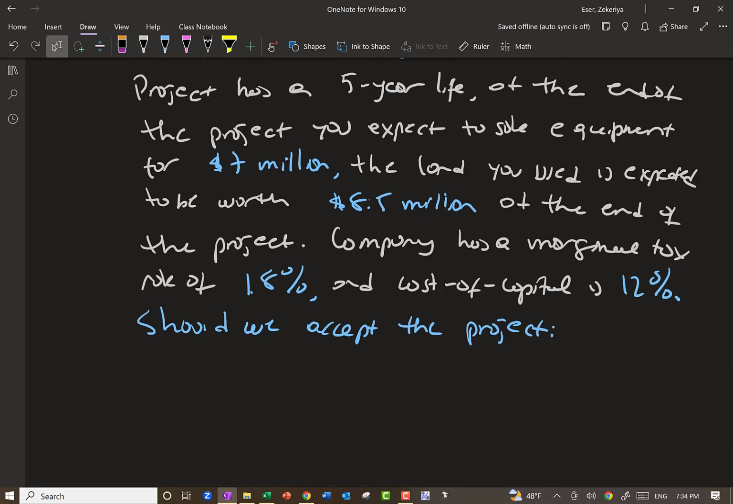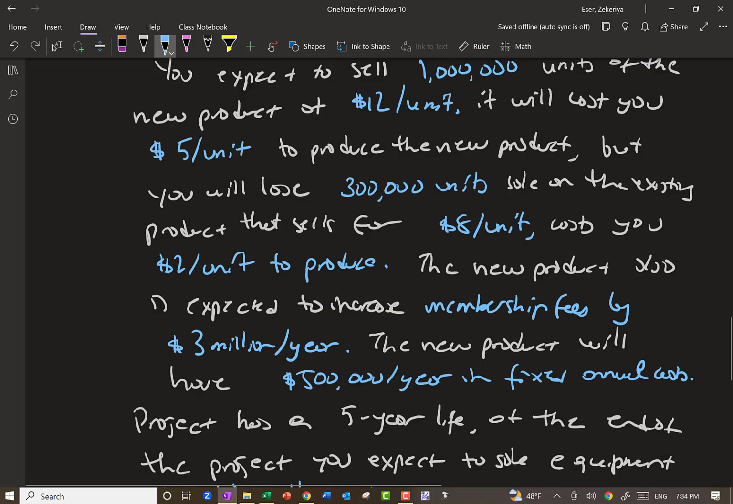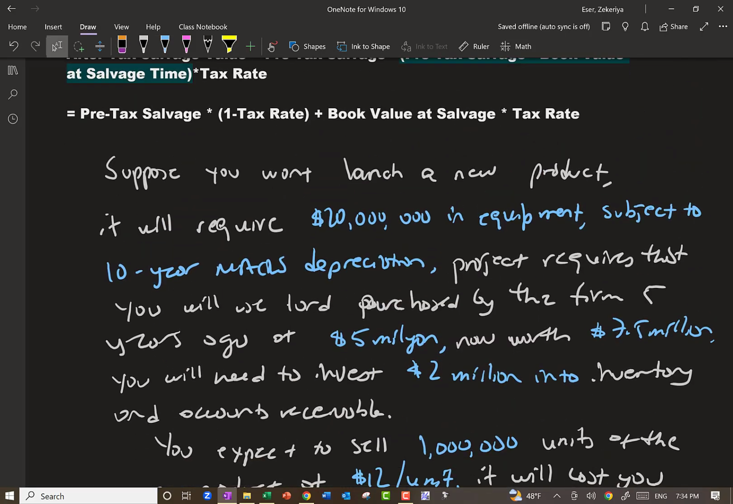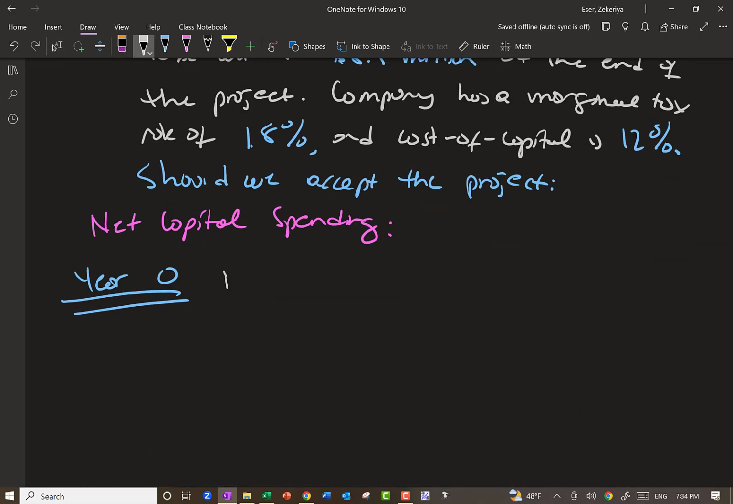So first things first. First, we're going to get the net capital spending. First, year zero. You know, the 20 million I'm gonna spend on the equipment, is that relevant? Yes, because without that I can't have the project. So it's 20 million.